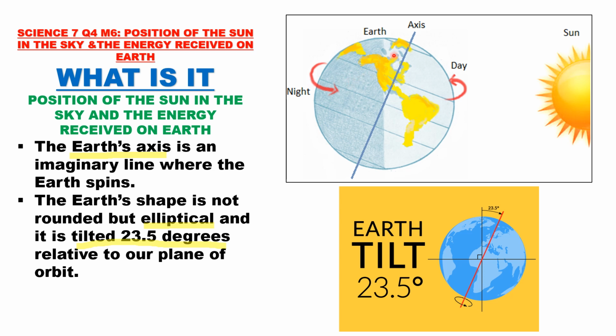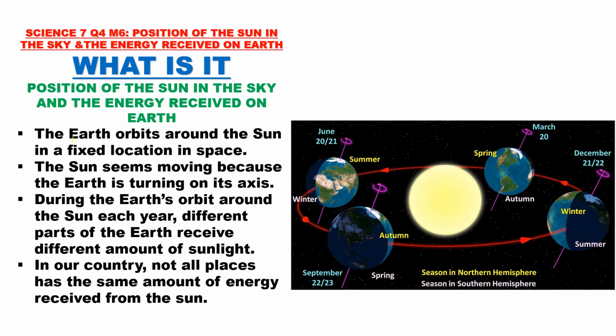The Earth has seasons because the Earth's axis doesn't stand up straight. The Earth orbits around the Sun in a fixed location in space. The Sun seems moving because the Earth is turning on its axis. During the Earth's orbit around the Sun each year, different parts of the Earth receive different amounts of sunlight. In our country, not all places have the same amount of energy received from the Sun.